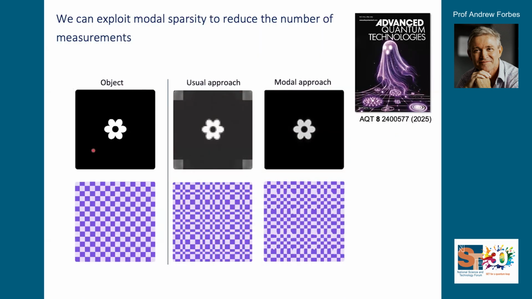And here's the object. This would be the usual approach of using a type of pixel basis. And here is what we call the modal approach, which is using patterns of light. And so now we can really speed things up. In fact, we can reduce the number of measurements that we need by another factor of 10. So all of this is towards different ways of thinking about quantum imaging so that we can speed things up and take as few measurements as possible with quantum light to recognize what we're looking at.